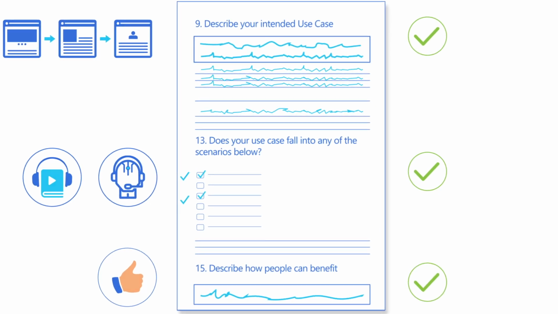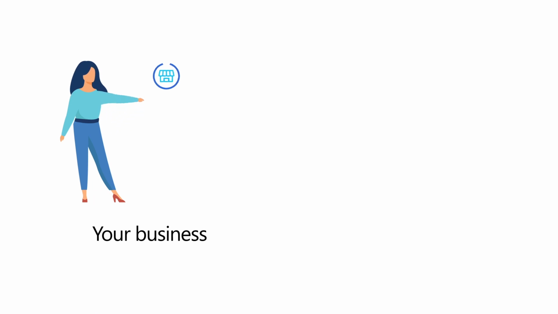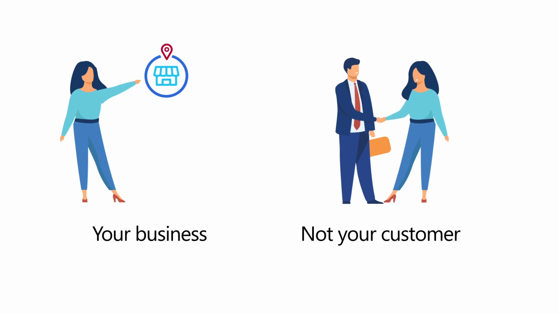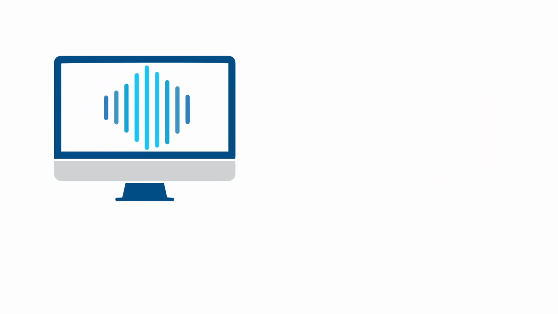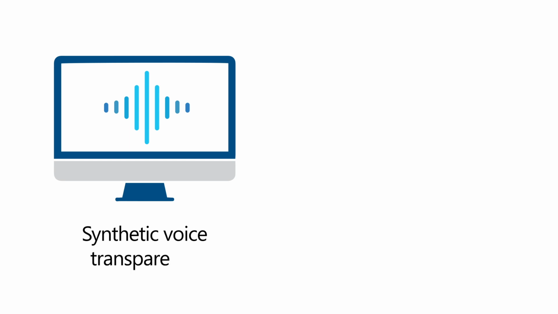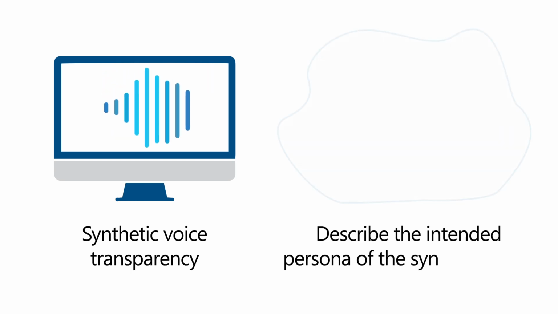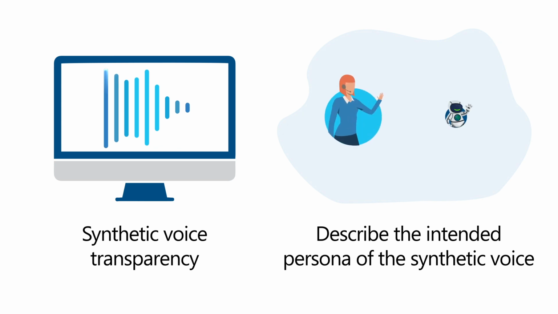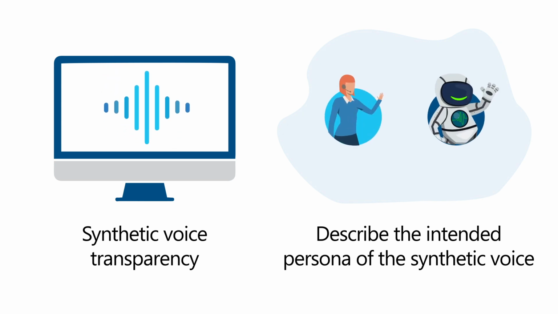There are a series of supporting questions that need to be answered, including, confirm these voices are intended only for your business, and that you are not applying on behalf of your customer. Indicate how you will inform end users that you're using a synthetic voice to ensure transparency. And describe the intended persona of the synthetic voice, and whether it's based on a real or fictional person.